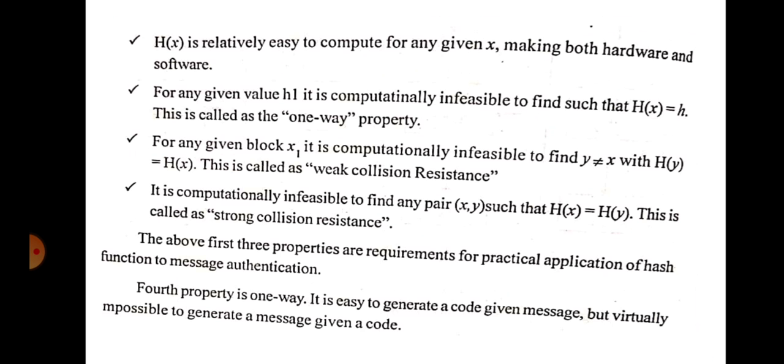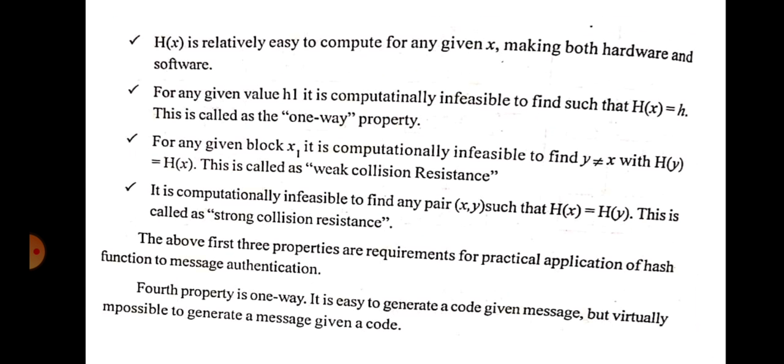And the last one is strong collision resistance. It is also infeasible to find a pair such that h of x is equal to h of y. This property is called strong collision resistance. So whenever y is not equal to x, we can't easily find the value where h of y is equal to h of x. So this is infeasible. This property is known as weak collision resistance.